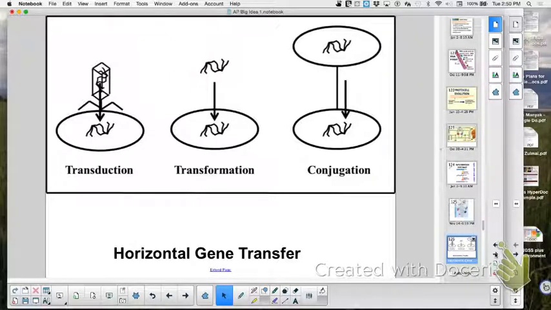Horizontal gene transfer. Let's talk about that. Go ahead, oldest bio buddy. Talk about these three scenarios right here. Why do you think this is called horizontal instead of vertical?